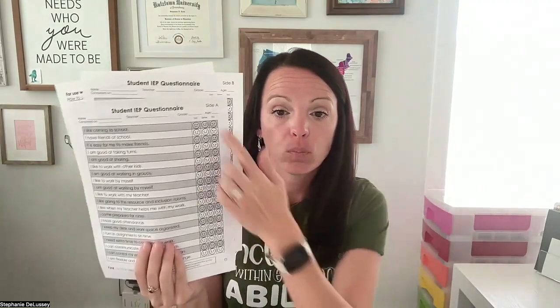Then we have the student IEP questionnaire. So there are 2 versions of this. There is this version here where students can answer it themselves, or they can verbally tell you the answer and you can write it in here. The other questionnaire for students is one for students who have higher support needs and or they are not yet able to write, and so maybe they can just fill in one of these circles.